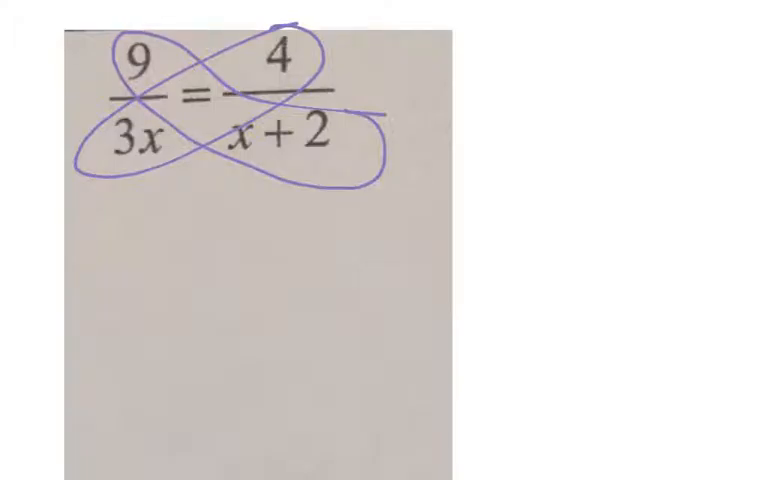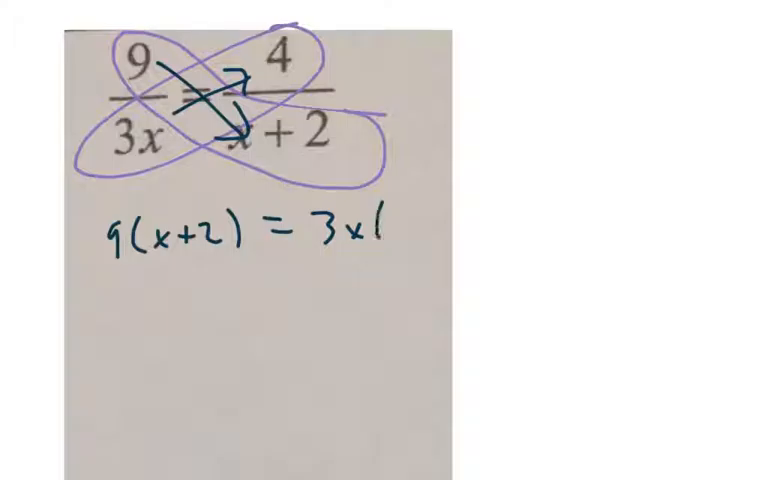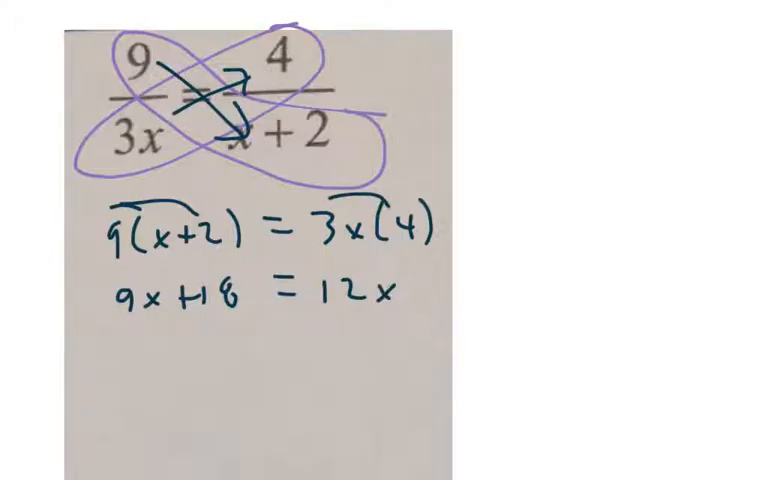So hopefully you agree that I'm going to have 9 times x plus 2, and that's multiplying across that way, and that's going to equal, of course, 3x times 4. So using distributive property here, that's 9x plus 18 equal to 12x, because 3 times 4 is 12. And with 9x plus 18, let's just go ahead and minus 18 both sides.